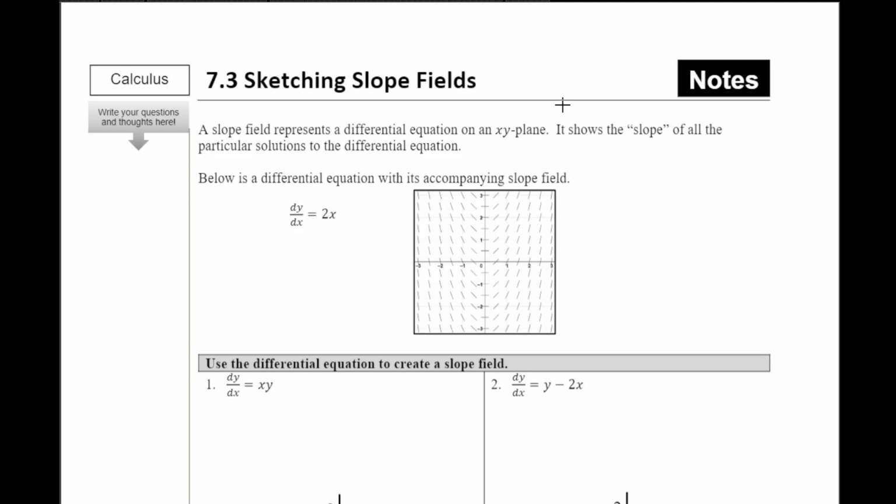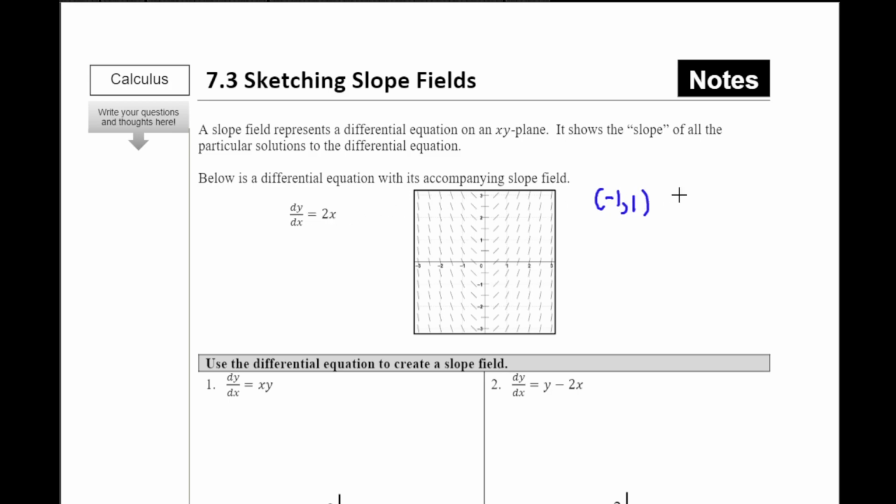7.3 Sketching slope fields. So a slope field just represents a differential equation on an xy plane. It shows the slope of all the particular solutions to the differential equation. So here we have a differential equation dy/dx is equal to 2x and the accompanying slope field. So all this is here, right? So let's take this point right here, negative 1 comma 1.